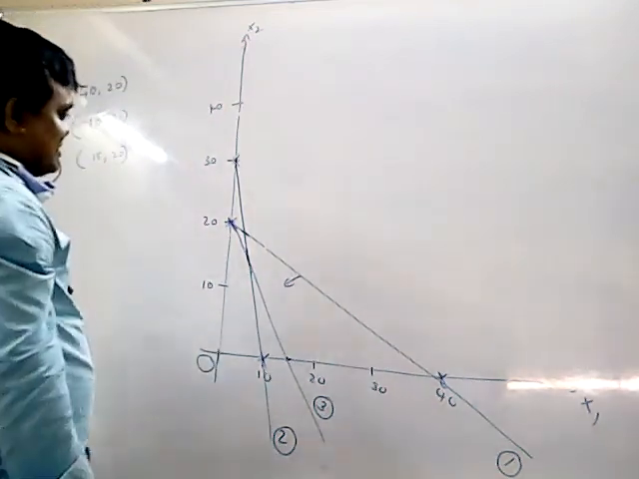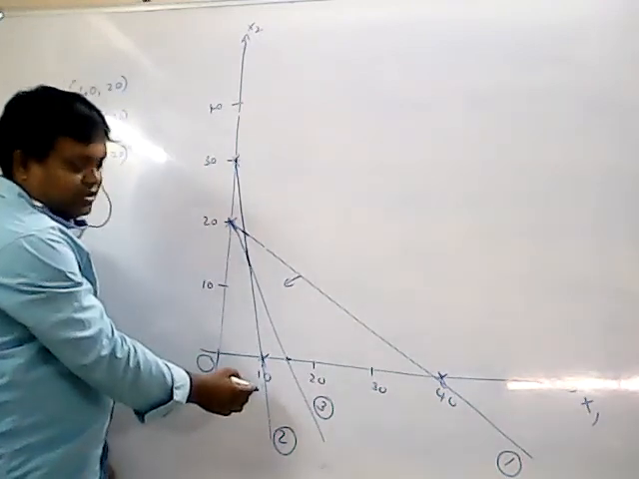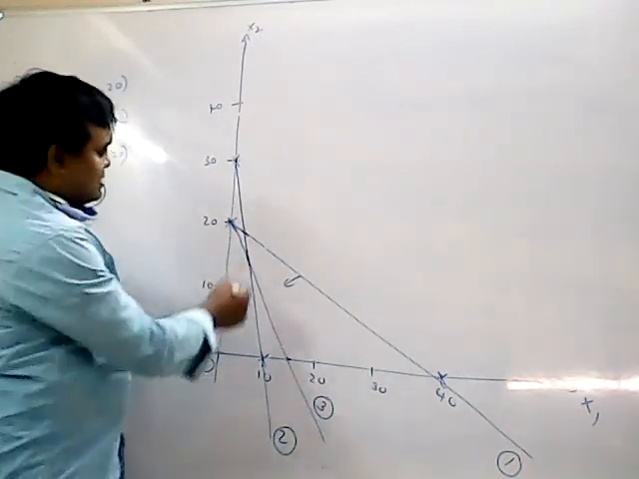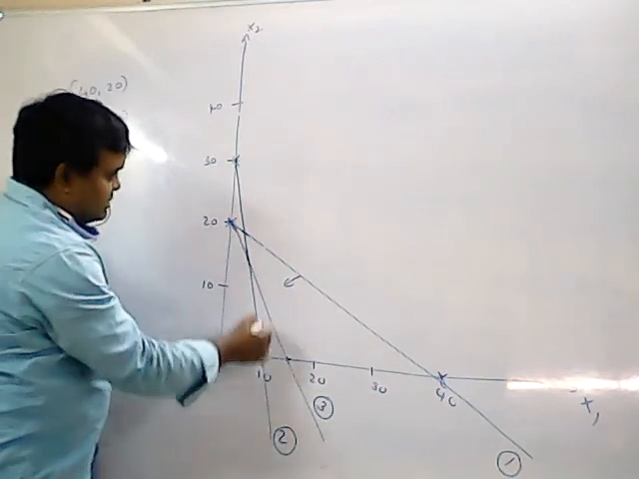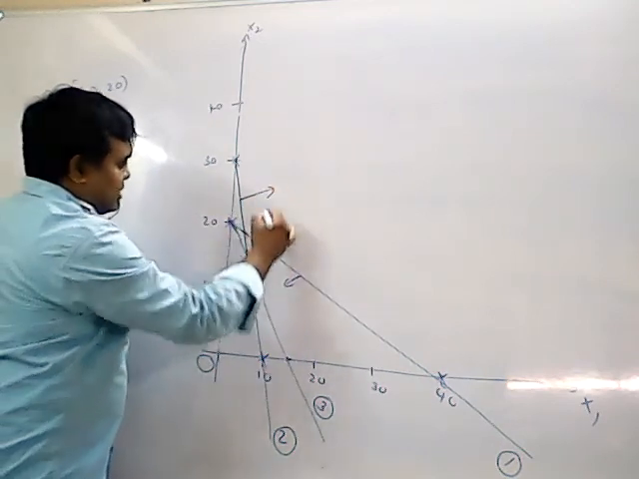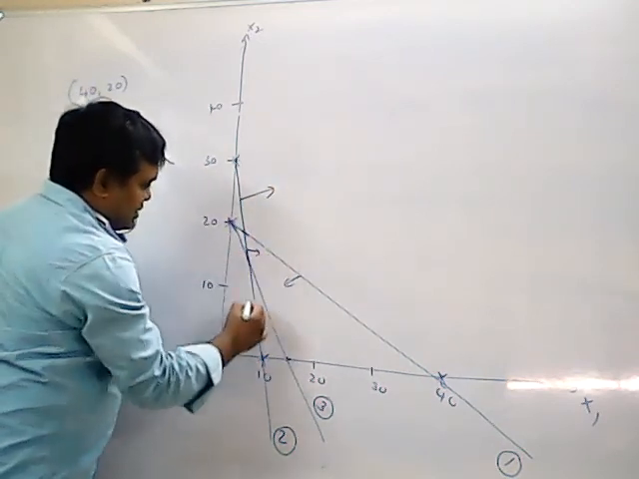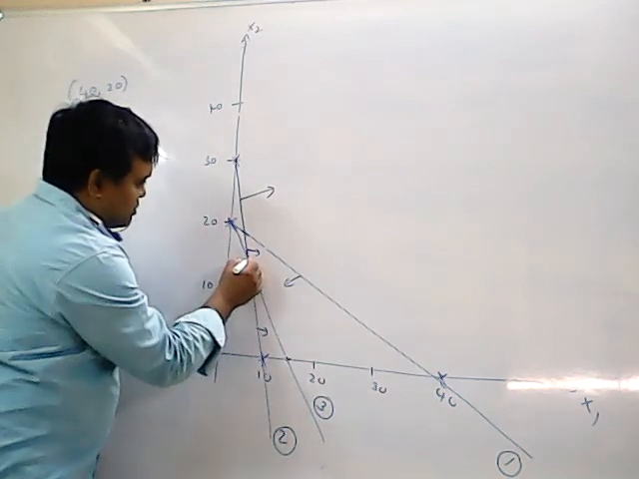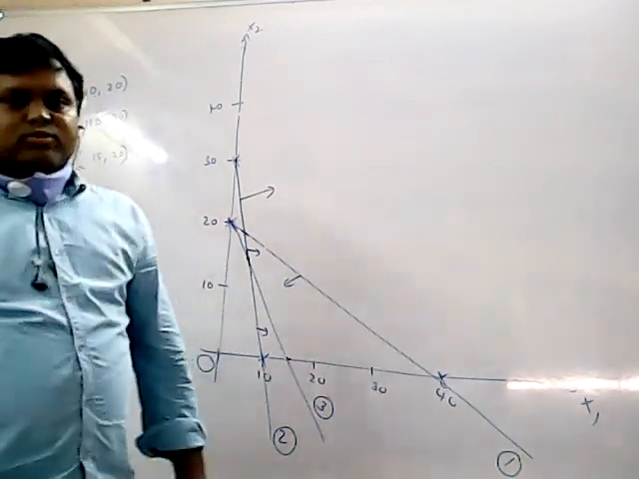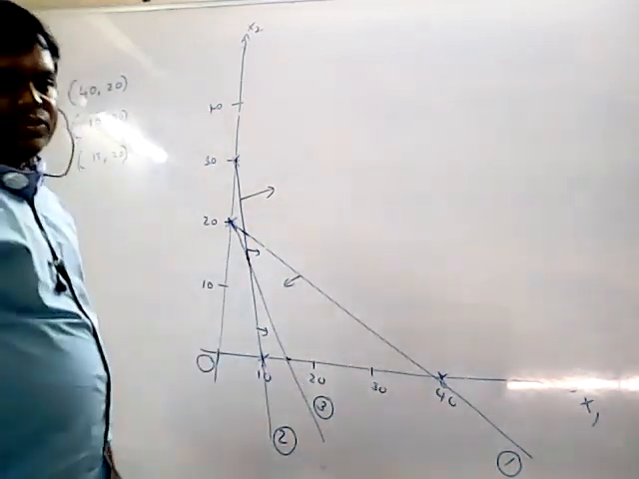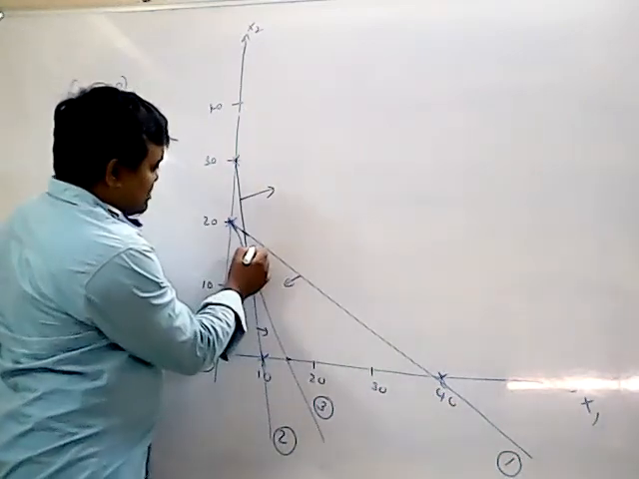Next, second constraint. Second constraint is greater than equal to. This is the second line. So the second line is greater than equal to, and greater than equal to means above the line. This is a common part here. Above the line is like this arrow.